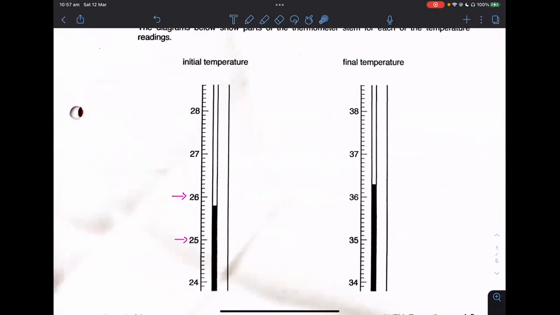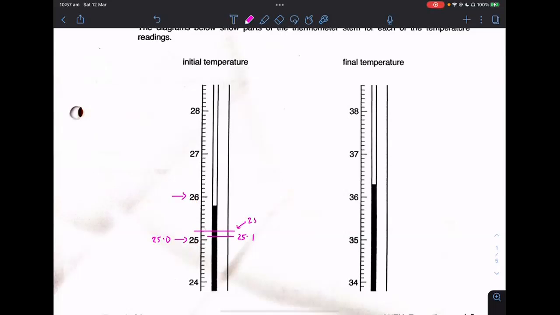In the school laboratory, the thermometer you have would have a 20 and 30. So each of these lines will be 1 degree Celsius in the school. Here in this question, we have 25 and 26, which means you are reading upwards, which means that is 25.1, this is 25.0, and so on and so forth.